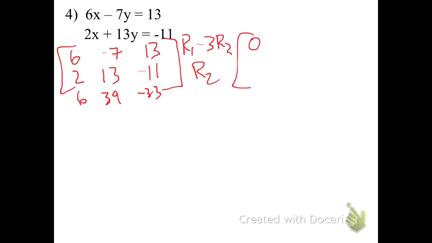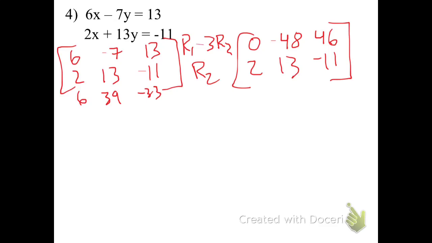6 minus 6 is 0. -7 minus 39 gives you -48. And then you got to do 13 minus -33. Remember, subtracting a negative is the same thing as addition, so it's 13 plus 33. That's going to give you 46. And then we move on to our next row, which is just 2, 13, -11.